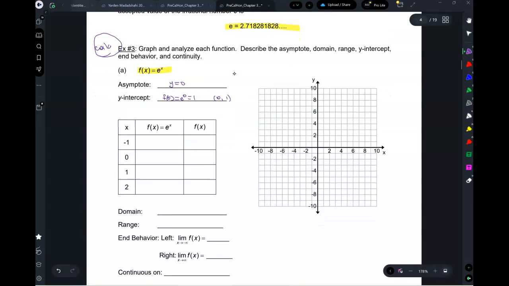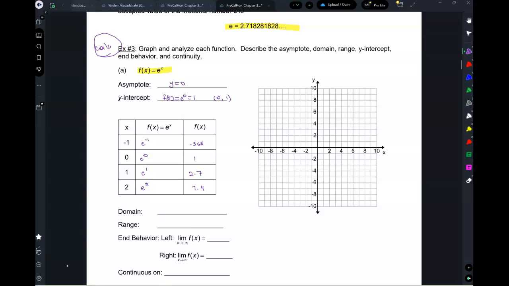Okay, so why don't we go ahead and put these numbers over here. We're going to have e to the negative 1, e to the 0, e to the 1, e to the 2. Let's put all of these in the calculator. We see that e to the negative 1 is 0.368. e to the 0 is 1. e to the 1 is 2.7. e squared is 7.4, right? That's a good number to know.